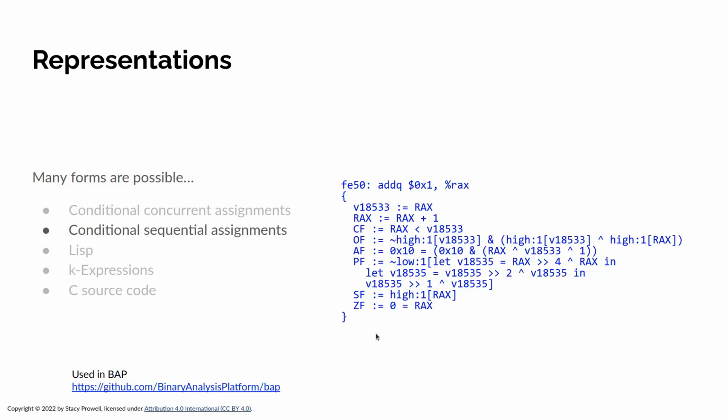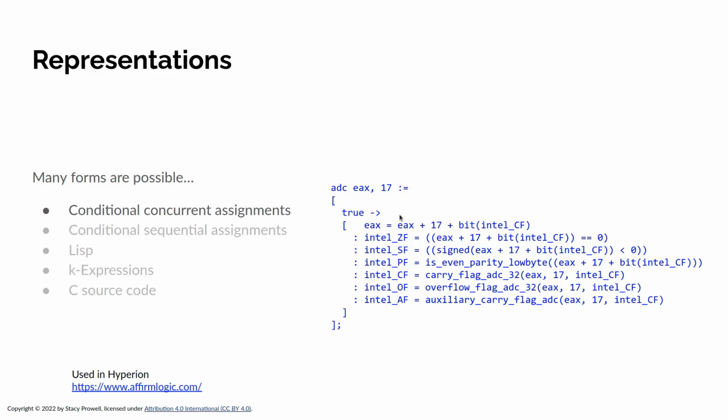An alternate way of doing it is conditional sequential assignments where the order does matter. Here's what that looks like. This comes from the binary analysis platform that you can find on GitHub. And this is part of the code that was used to win the DARPA Grand Challenge. And it probably looks a lot like this in some ways. And that's probably not a pure coincidence.